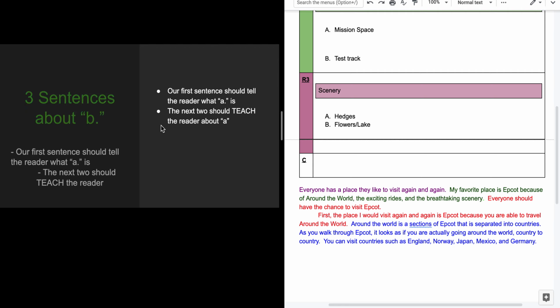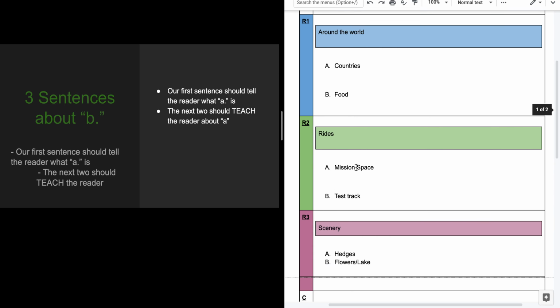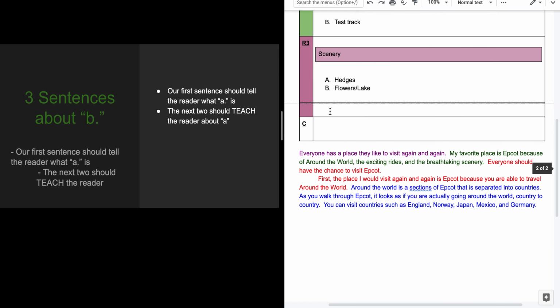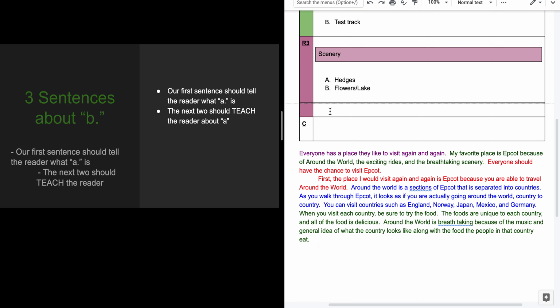So next we're going to write 3 sentences about B. And we're going to do the same thing, but instead of talking about the countries, we're going to talk about the food. So I'm going to introduce the food. I'm going to say, when you visit each country, be sure to try the food. And now I need to teach the reader about the food. So I'm going to describe it a little bit more in depth. I'm going to say, the foods are unique to each country and all the food is delicious.